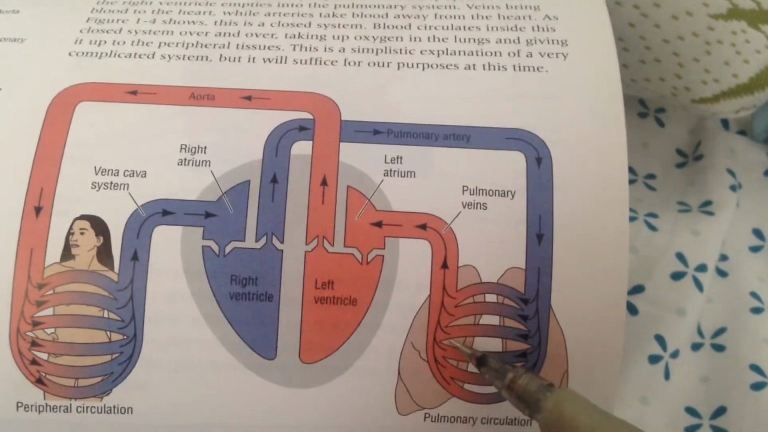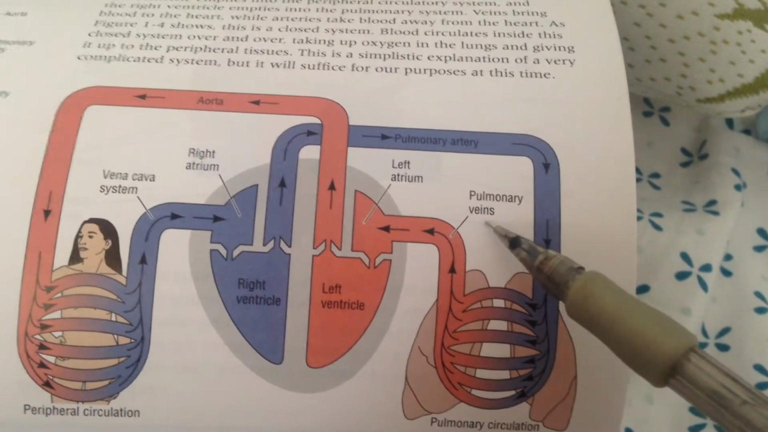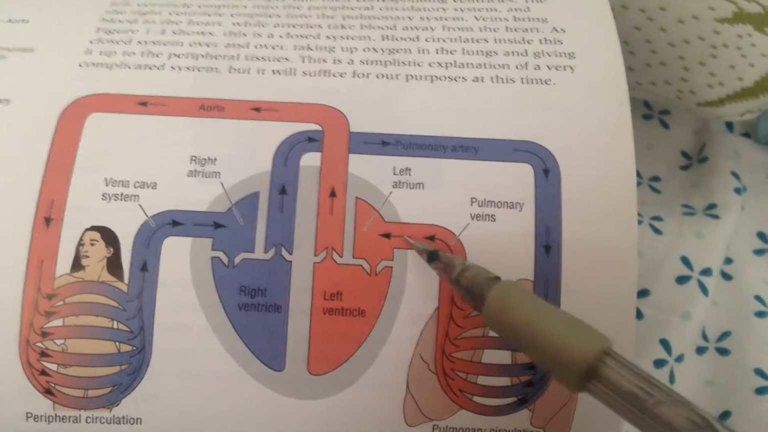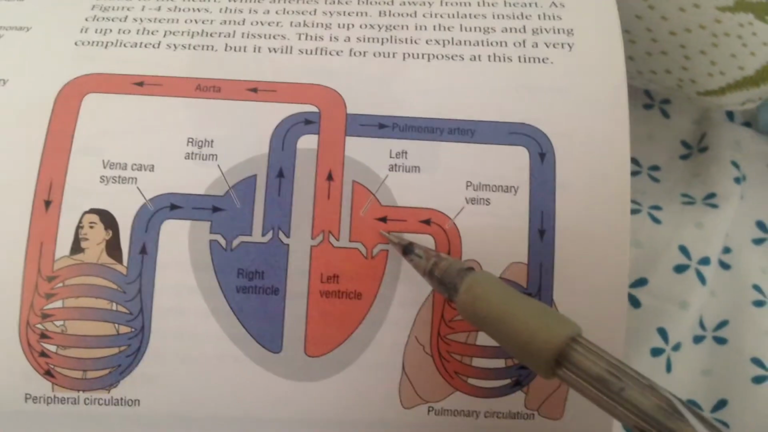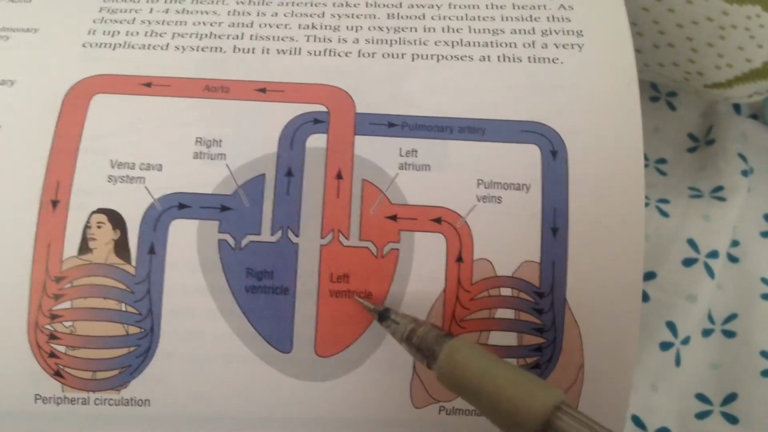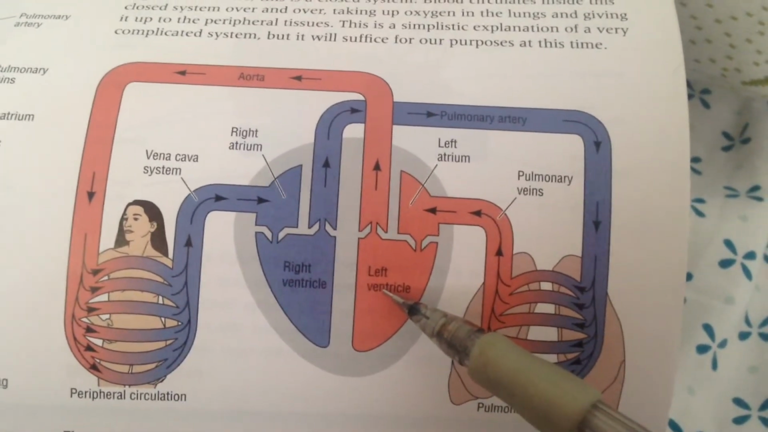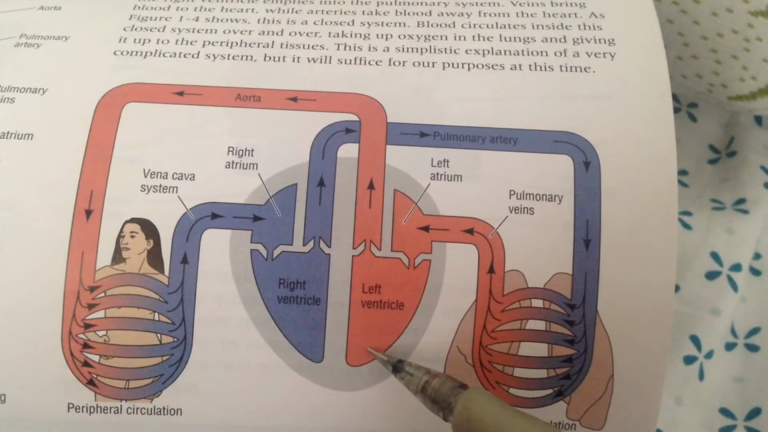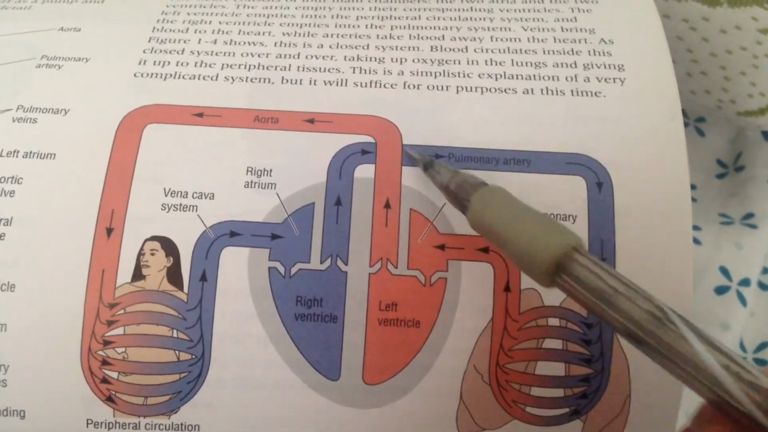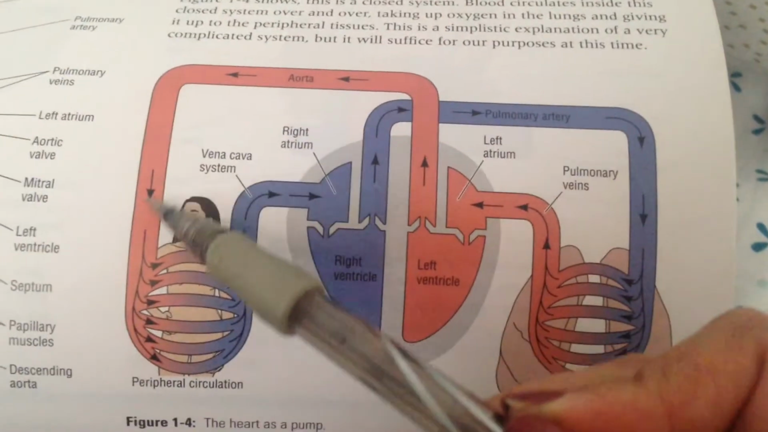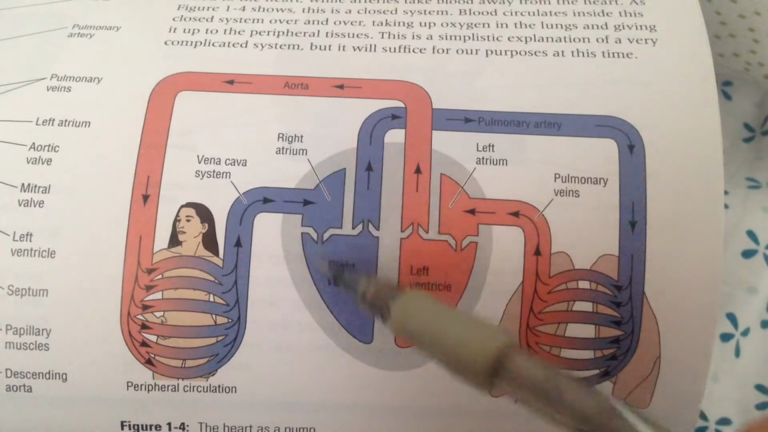So from the lungs, the oxygenated blood is carried by the pulmonary veins, and then it's taken to the left atrium. So the left atrium then transfers all that oxygenated blood to the left ventricle. Left ventricle, with great amount of pressure, is forcing all that oxygenated blood through the aorta to the rest of the body. And then the same step repeats.